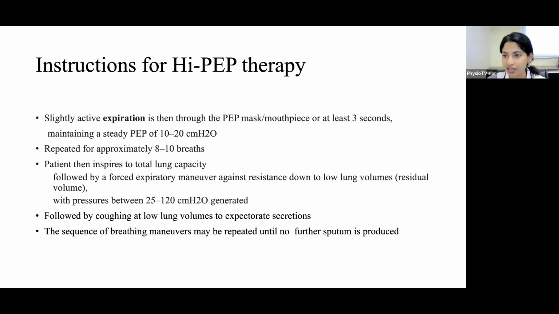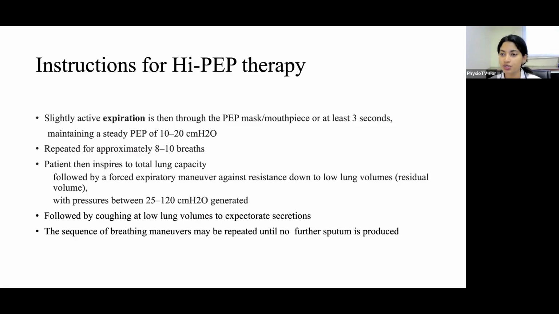Let's understand what should be the instructions here. So again, the instructions will be same as low PEP therapy. The only alteration would be that of the forced expiratory technique. When the cycles are done for the forced expiratory therapy or the forced expiratory maneuver, the patient will inspire to the total lung capacity and forcefully expire into the resistance up to the low lung volumes. And with the manometer, you should be able to see a pressure formed of up to 25 to 120 centimeters of water.